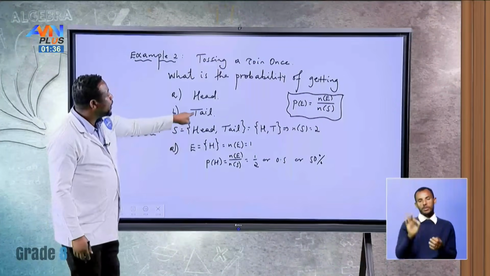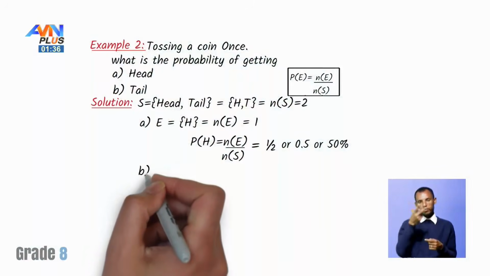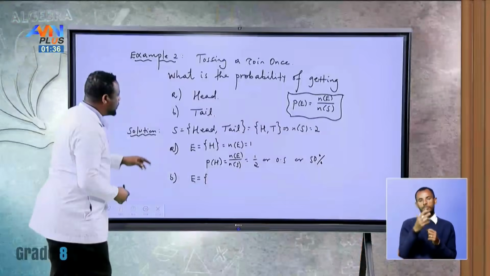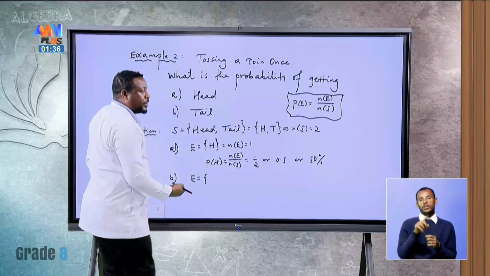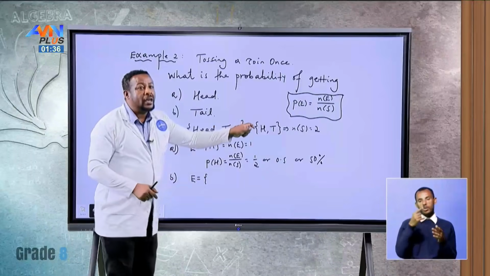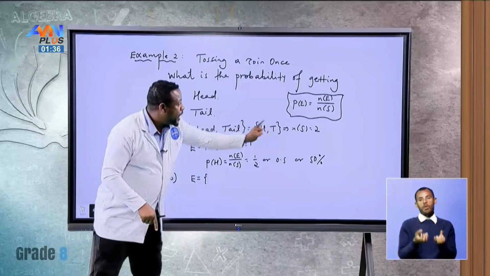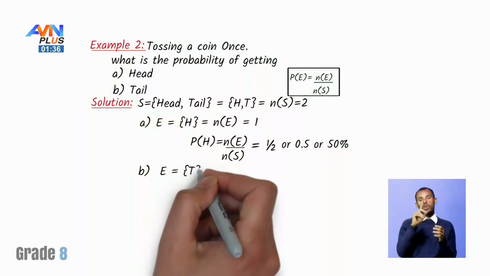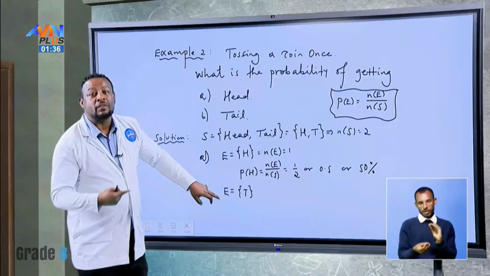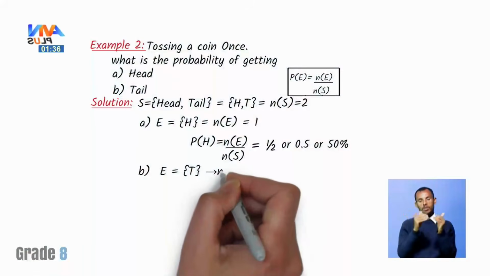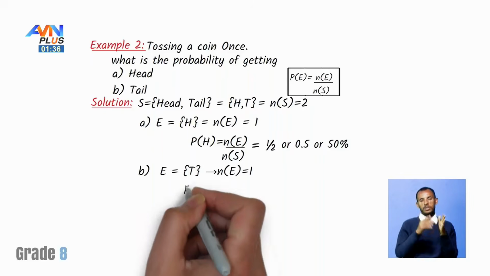Similarly, when we go to part B, the event, or the favorable condition, is tail. So you have one tail here. Don't forget, you only pick the event from the sample space. So how many tails do we have? One tail. You can write it as the set containing tail. So the cardinal number, or the number of elements of set E, is 1.